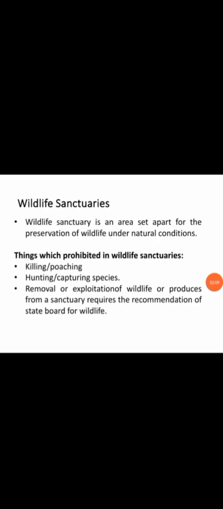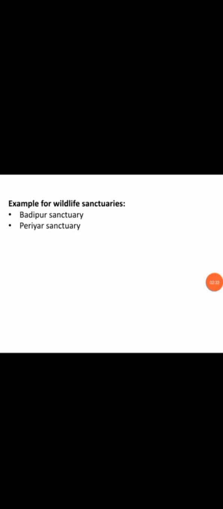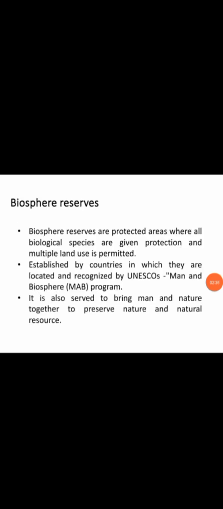Next is wildlife sanctuaries. A wildlife sanctuary is an area set apart for preservation of wildlife under natural conditions. Here also killing and hunting are prohibited, and the removal or exploitation of wildlife or produce from a sanctuary requires the recommendation of the State Board for Wildlife. Examples of wildlife sanctuaries are Bandipur Sanctuary and Periyar Sanctuary.